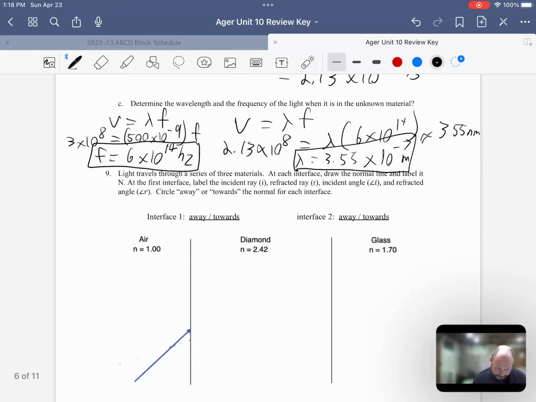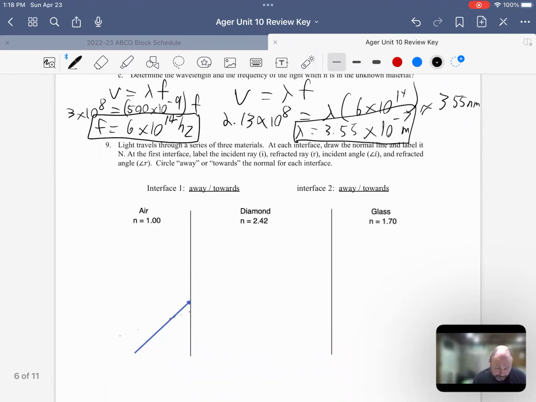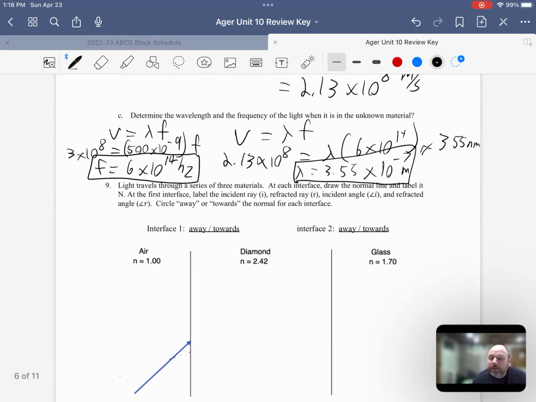All right. So now we're going to sketch what light is doing. So we're going from air into diamond. Now, we want to read the question. Make sure you read the question so that you label all the things. You could just draw all the things, but you don't want to forget something because it's going to be keyed for each of the items. And if you only do 3 of the items and we're asking for 4 things, it looks like we're asking for 4 things here: incident ray, refracted ray, incident angle, and refracted angle. And then you want to circle away or towards. You want to make sure you do all the things.